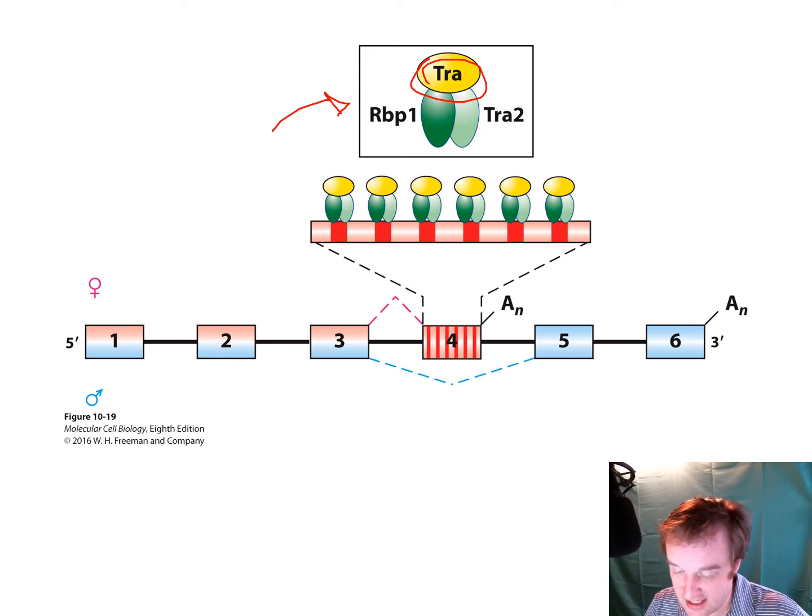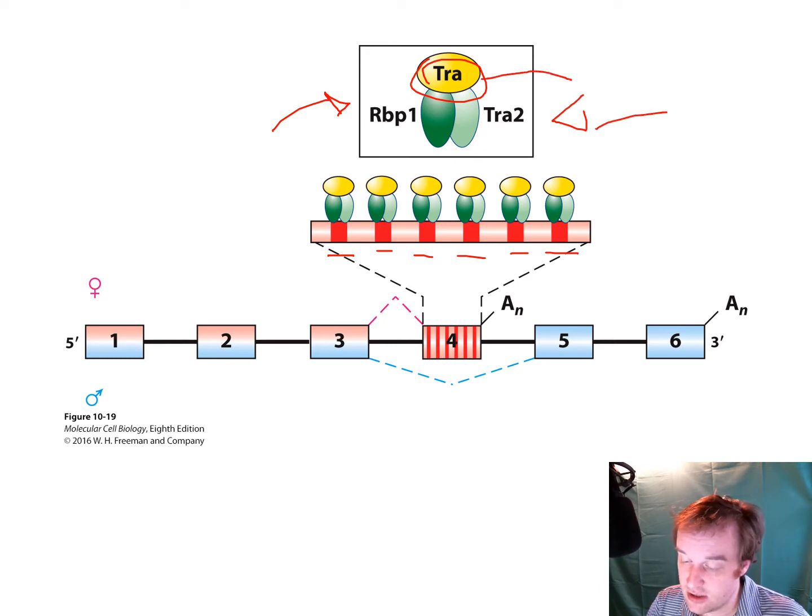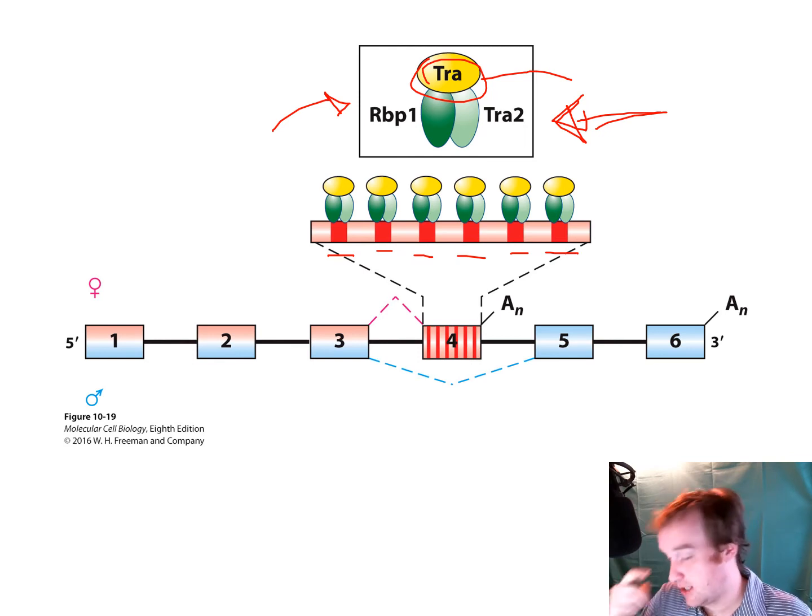So within this exon, there are these 6 regions that are conserved to allow that complex to come and bind. And in males, there's no TRA. So RBP1 and TRA2 can't form this complex, because TRA at the top here is the glue that holds together that complex. If RBP1 and TRA2 are floating around and there's no TRA because they're in a male, then they're just separate and they won't come together. That is one of the stopgaps to make male development and not female development.